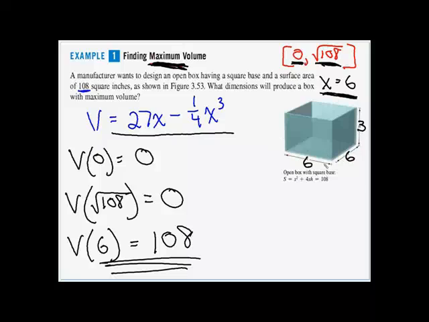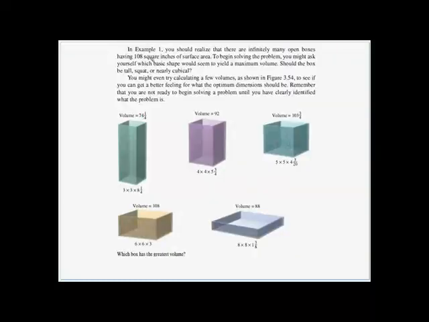So to maximize the volume of the box, given finite materials to build the box, we would want to make a box that is 6 by 6 and 3 high. If we wanted to look at a problem like this from a more trial and error basis to find that maximum volume, we could just try out some different numbers. In that example, we should realize that there are infinitely many open boxes having 108 square inches of surface area.